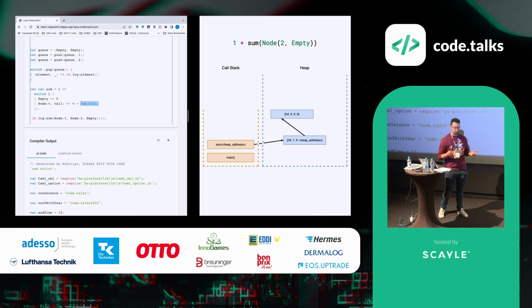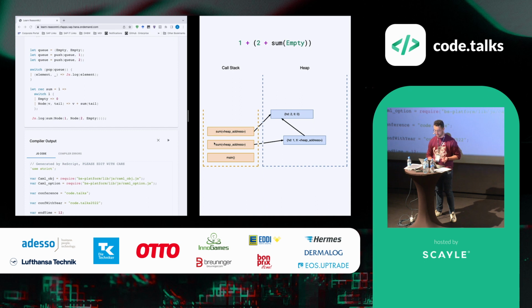Since the result of the sum of the tail is not known yet, we have to compute the sum of the tail first. So we call sum again, which then leads to sum getting put onto the call stack as a new stack frame. And now the argument of the sum function is actually a pointer to the tail of the list, which is, where's my mouse? Which is this part here.